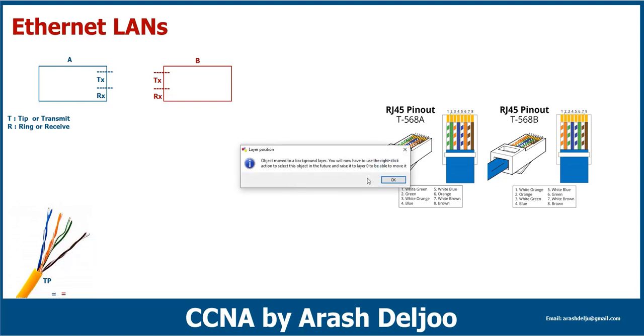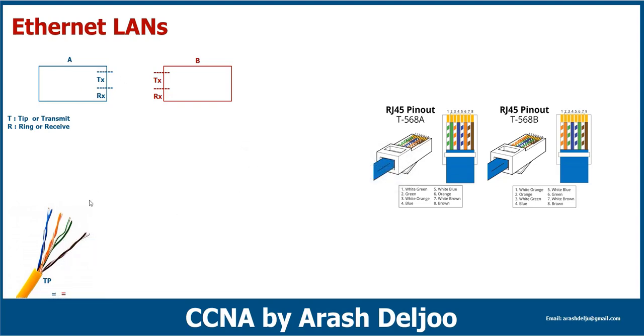If you want to send data from device A to device B, and device B should accept and receive the traffic, you need to connect the TX interface to the RX interface of the other device. This means that the TX of device A should connect to the RX of device B. Okay, it's obvious. And also we need to connect the RX of device A to the TX of device B. This is a crossover cable.